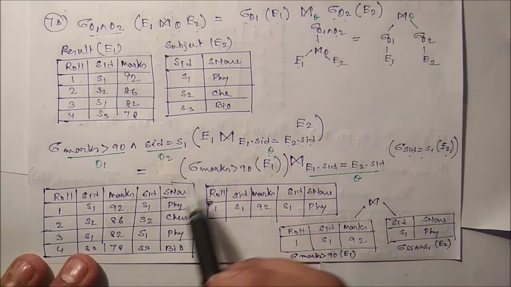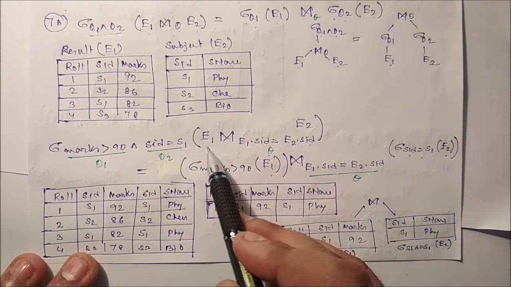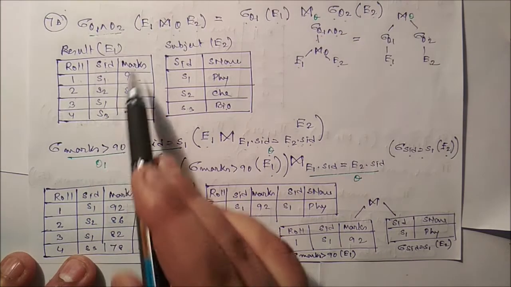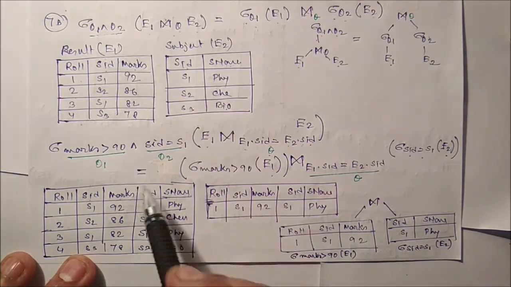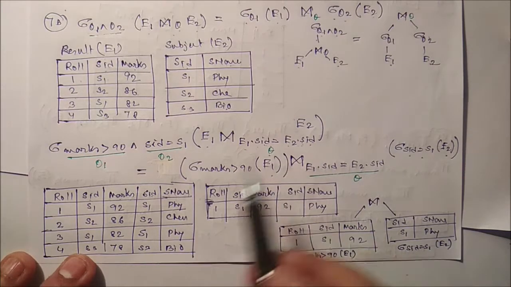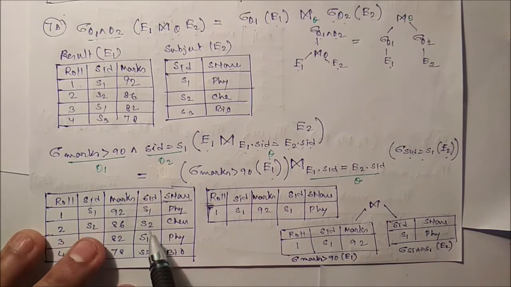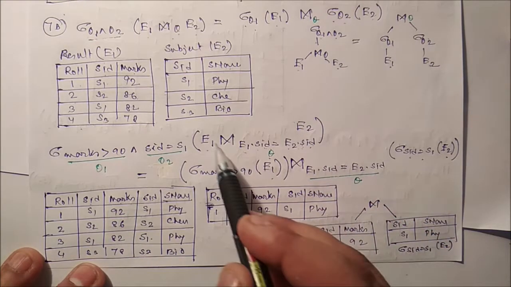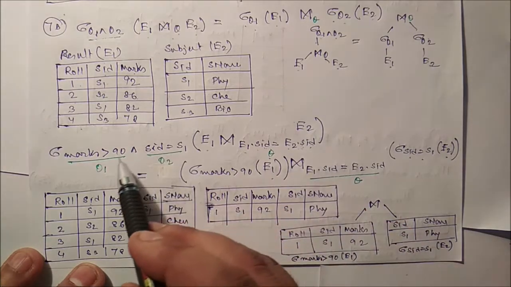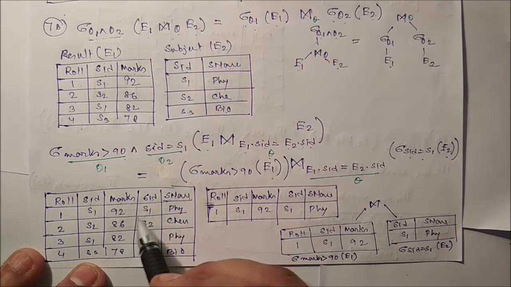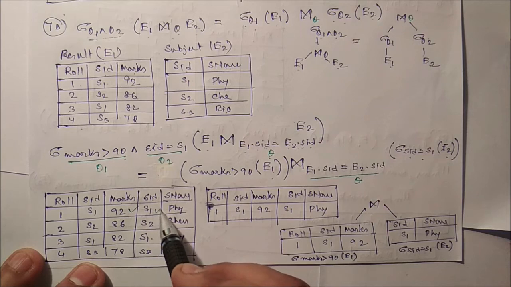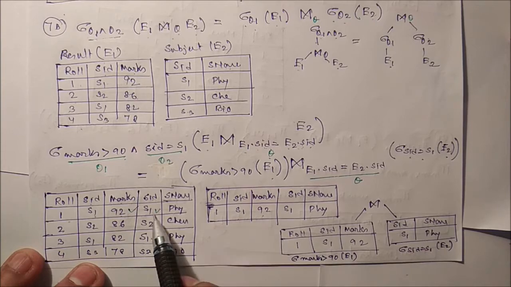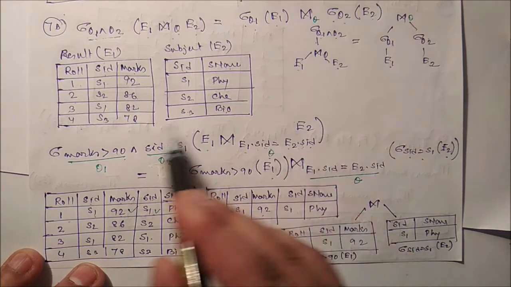Now we can see here, if you apply this condition with E1 and E2, then this is our intermediate result: roll number, subject ID, marks, subject ID and subject name, but subject ID should be the same. So here you can see S1 S1, S2 S2, S1 S1, S3 S3. This is nothing but the output of this. After that we have to select marks greater than 90 and subject ID S1. So definitely the output will be 1 S1 92, S1 and physics. So this will be the output of this particular expression.